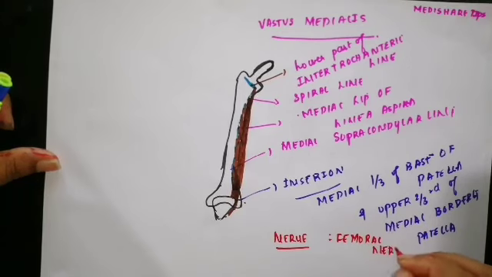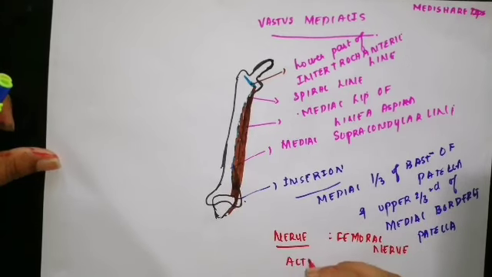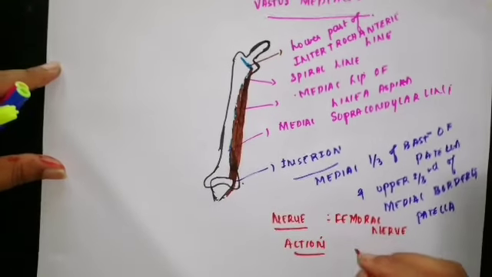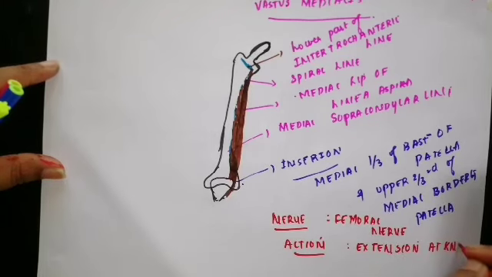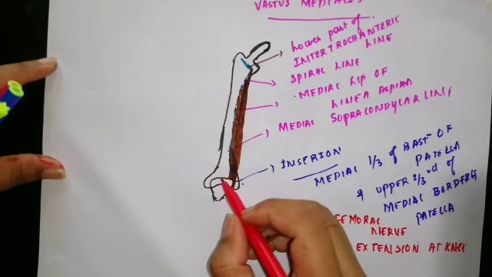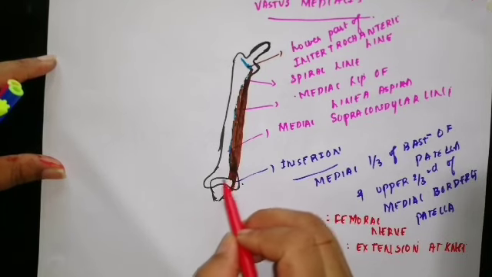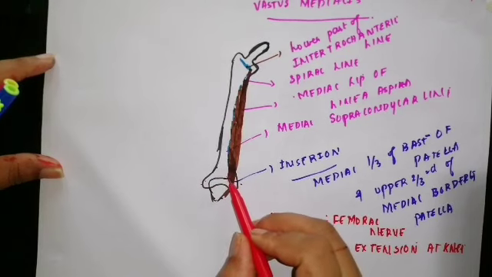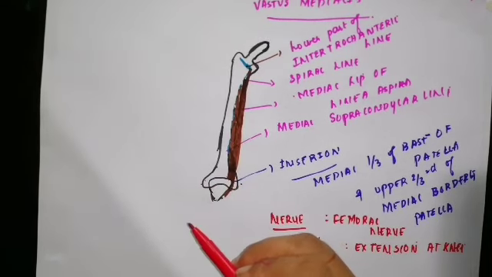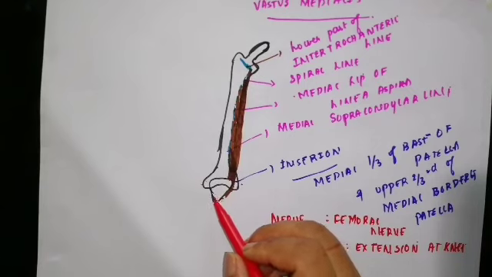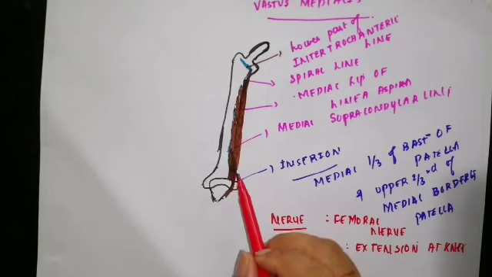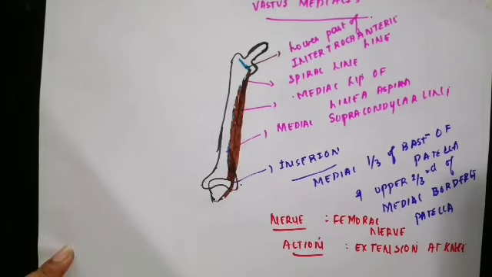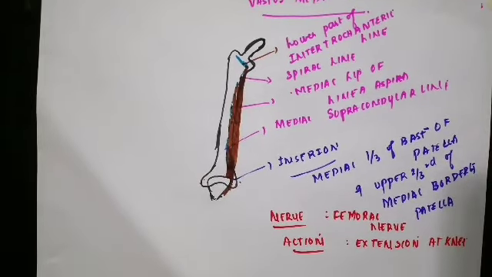Now the action is extension at knee, and this is present medially, so it prevents lateral rotation of the patella, and it rotates the femur medially during locking stage of extension of knee joint. So it rotates the femur medially during locking stage of extension of knee joint. That's also another action.